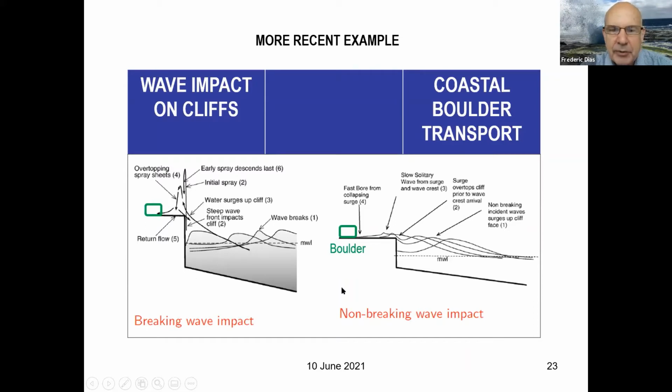And so in the past, people have distinguished between breaking wave impacts, where the water level essentially goes like this, and then the wave hits, and then there is this initial spray, then the overtopping spray, and then this return flow here, and it generates some very high speed flow. And then the non-breaking wave impact, the water level is much higher, almost at the level of the cliff, and so then suddenly it overtops, but then the water depth becomes much smaller, so the velocity is much higher, and so there is a fast bore coming from the collapsing surge.